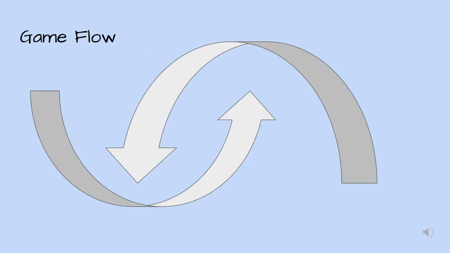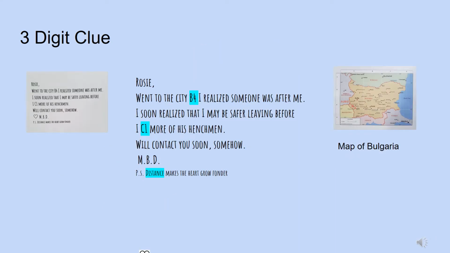And now let's get into the flow of the game. One of the first clues that students need to figure out is the 3-digit lock, which helps students get into the small breakout box. There's a note to Rosie from Magnus, and it states, "Rosie, went to the city before I realized someone was after me.